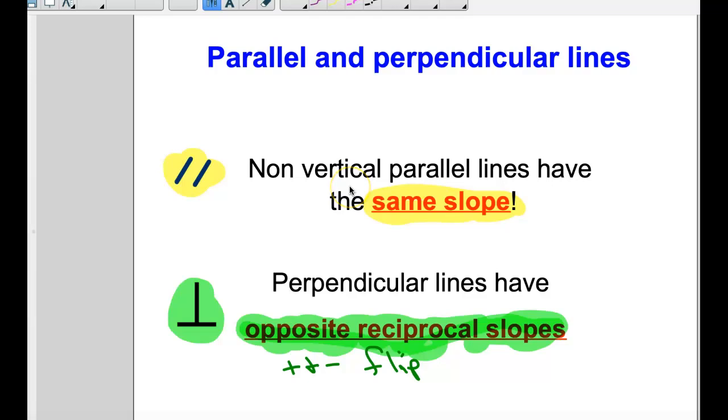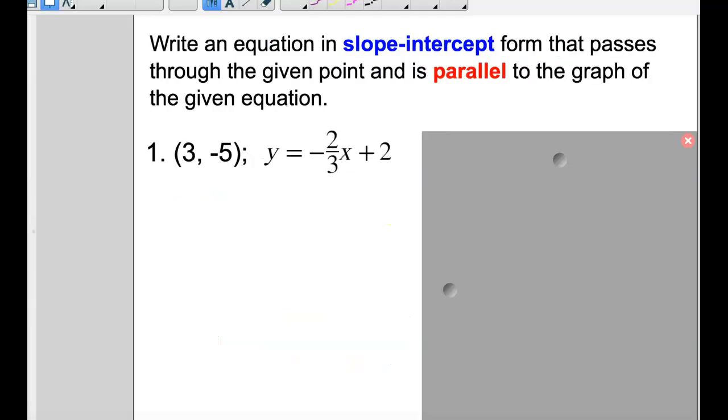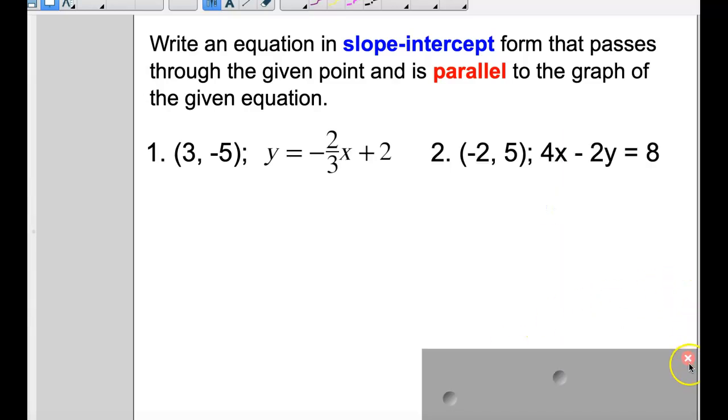Okay, so what I'm going to do is go through one of each of the parallel and perpendicular types of problems that are going to be on your assignment today. I'm going to do maybe the easier one on parallel, and then I'll do the harder one on the perpendicular lines. So remember, if we're trying to do parallel lines, they have those same slopes.